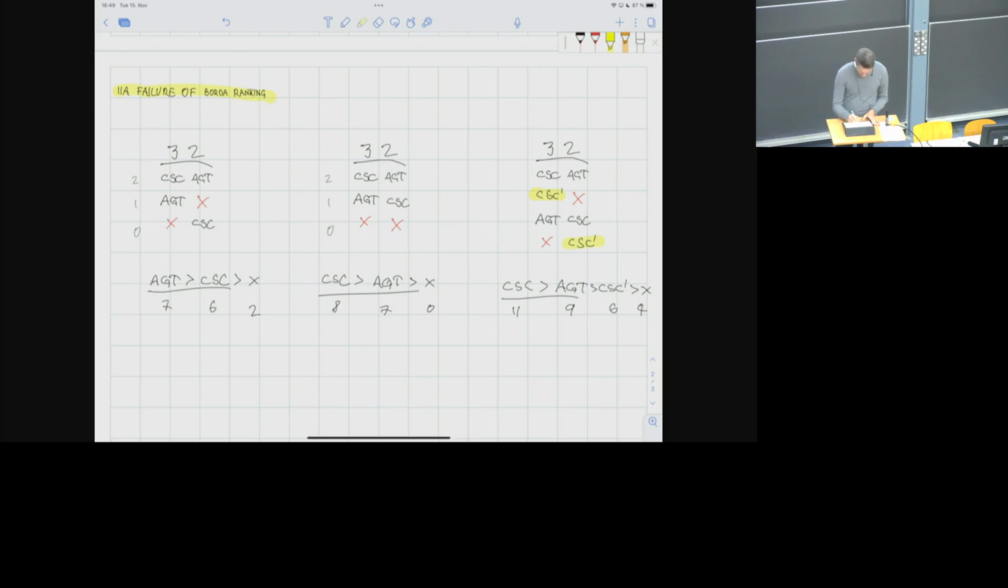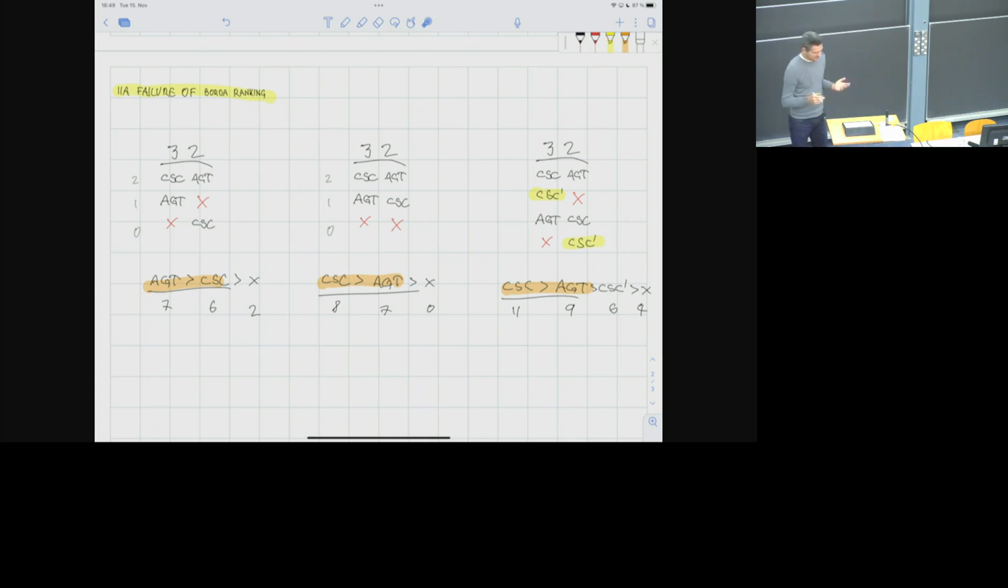But again, the point is that here AGT was preferred to CSC. And now we were moving directly from here to here. I've only introduced a new variant of an existing course, and then suddenly CSC is better than AGT by this change in the preference profile. And that is not something that we would like to have. So both of these examples, this phenomenon and this phenomenon, are examples of failures of independence of irrelevant alternatives.